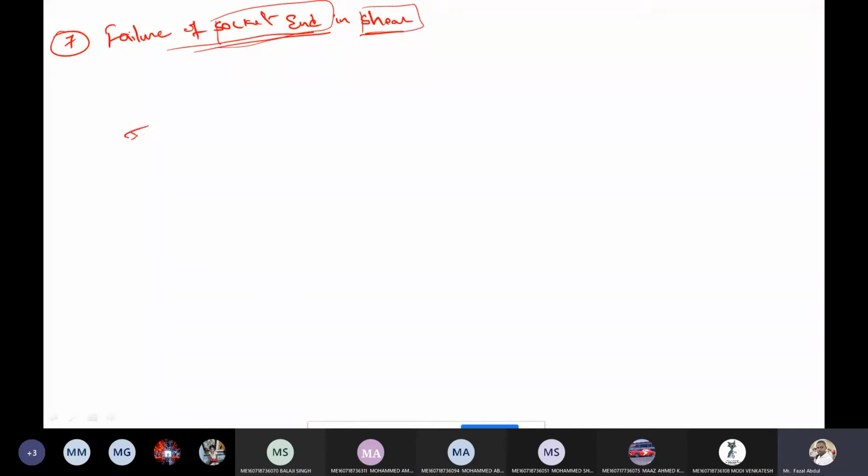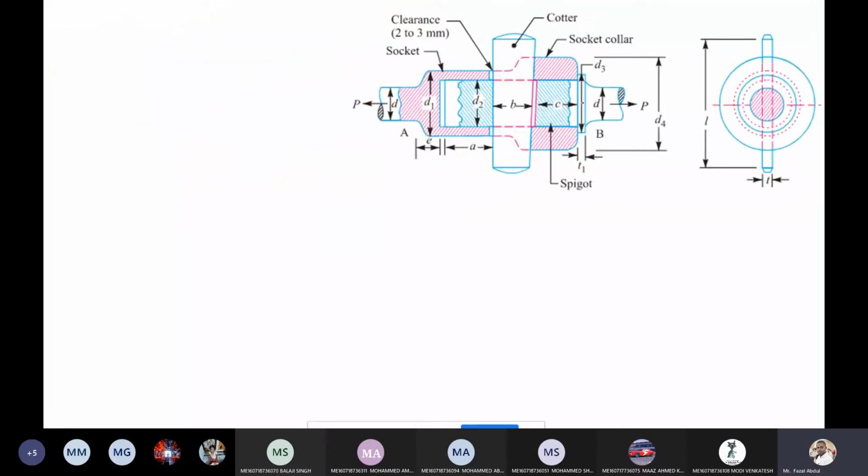So here shear is the reason, so I'm selecting shear stress equals shear load by shear area. Then shear load equals shear stress into shear area. Now in this equation, shear area is a question mark. So which one is the socket end? This is the one, the socket end, and here is indicated the socket collar. So how does this appear if it fails?